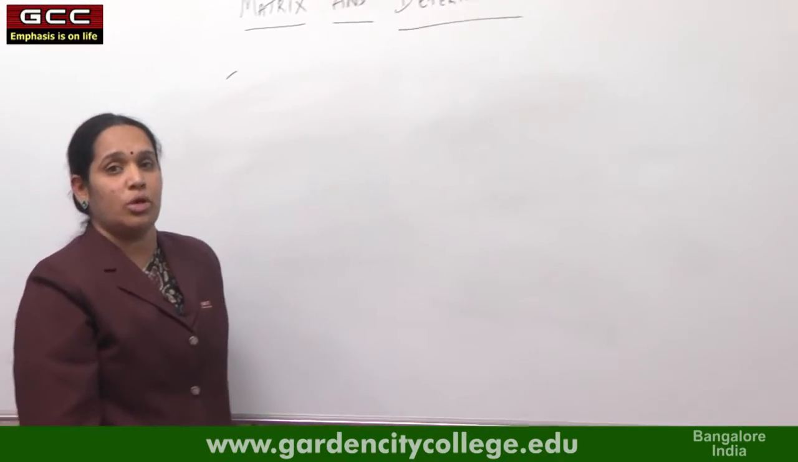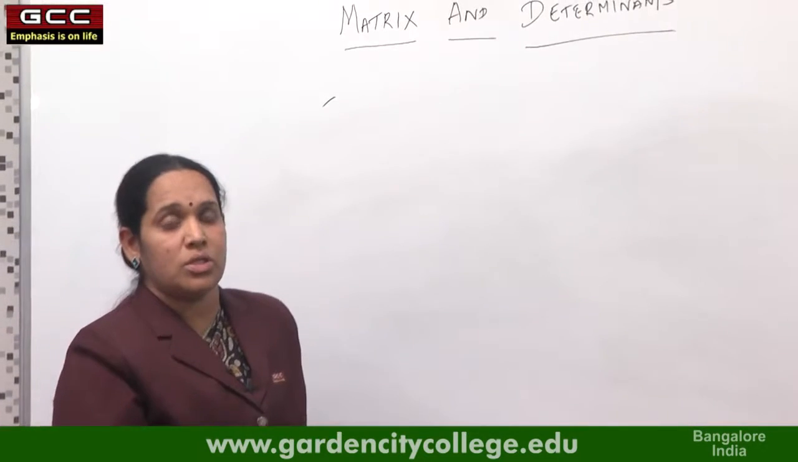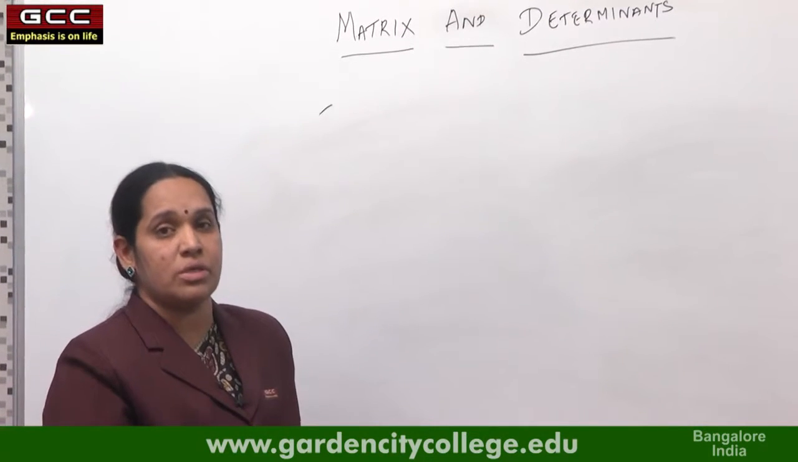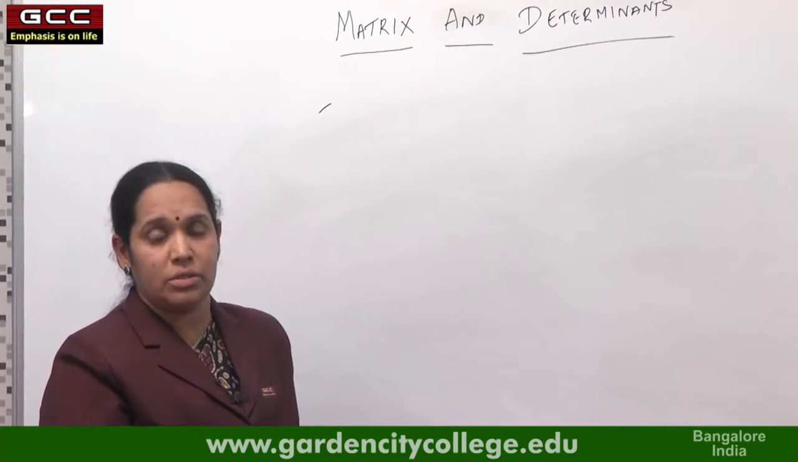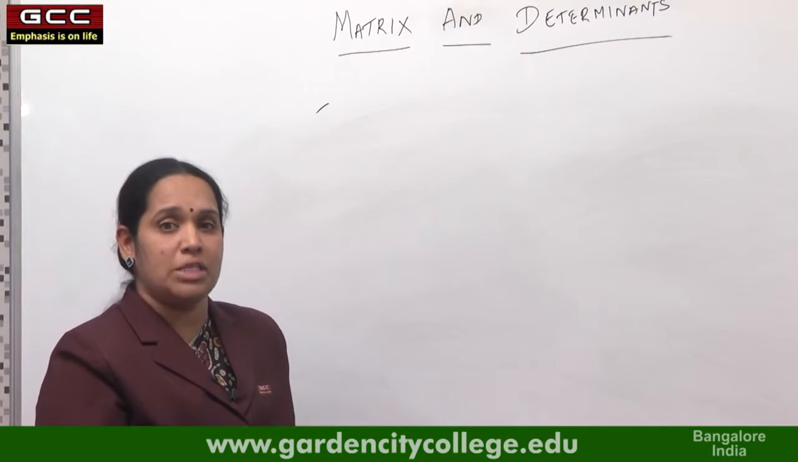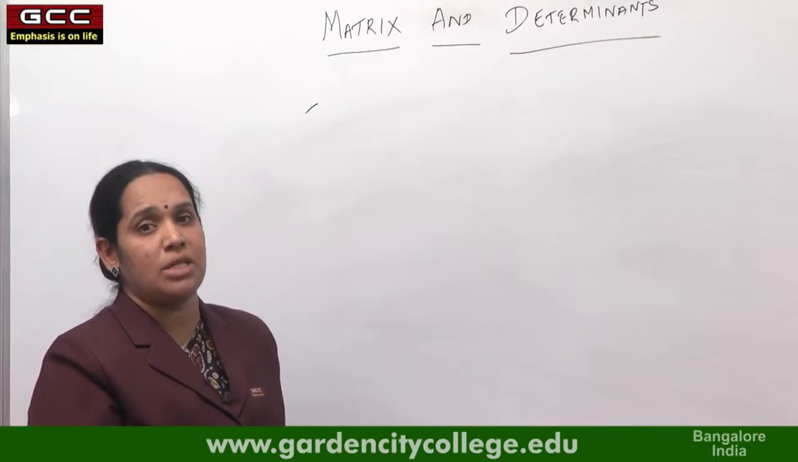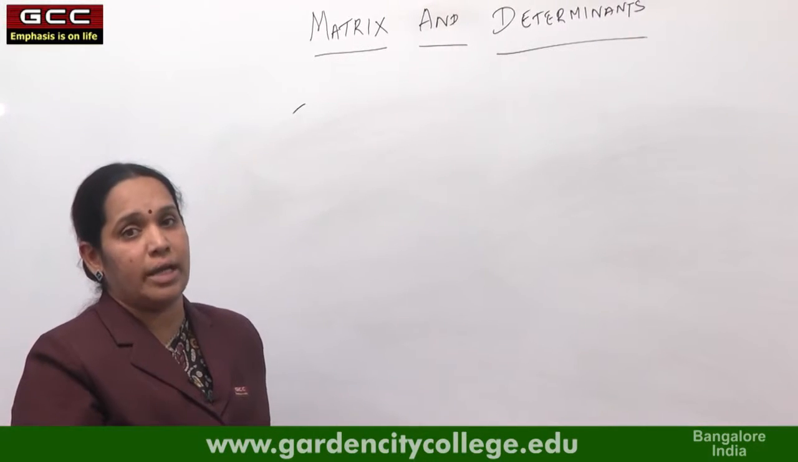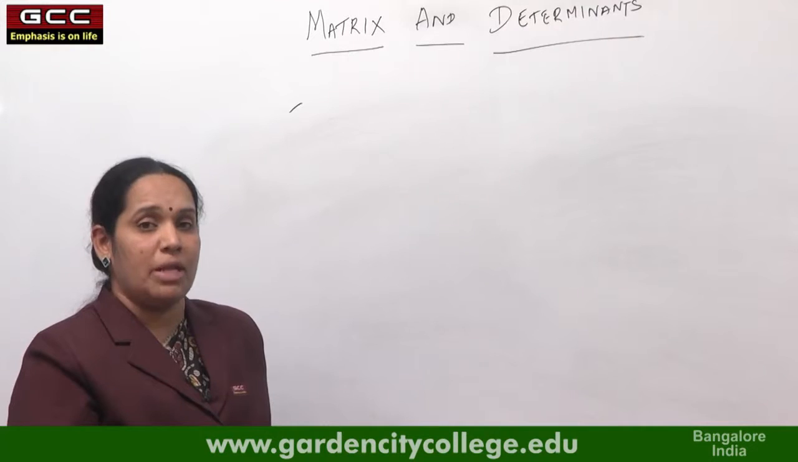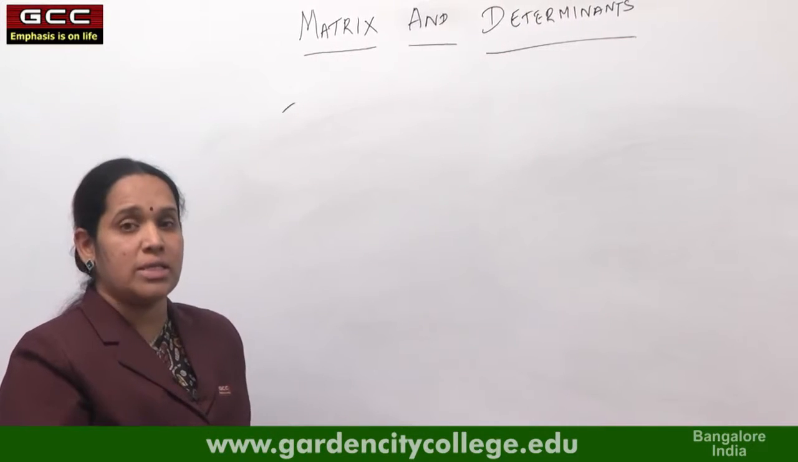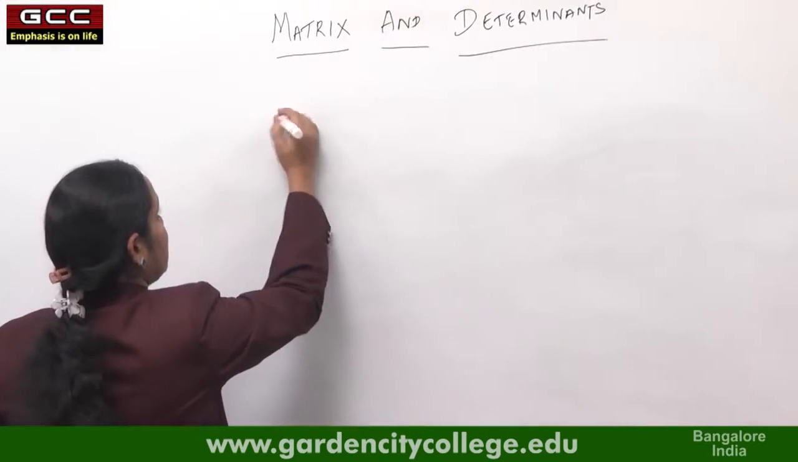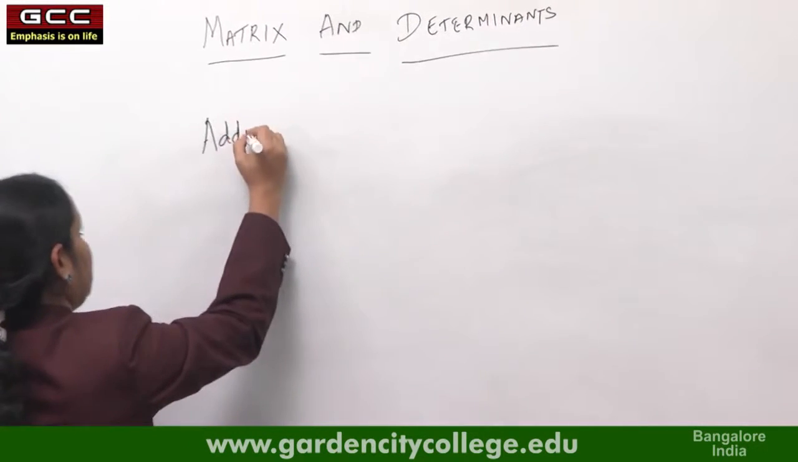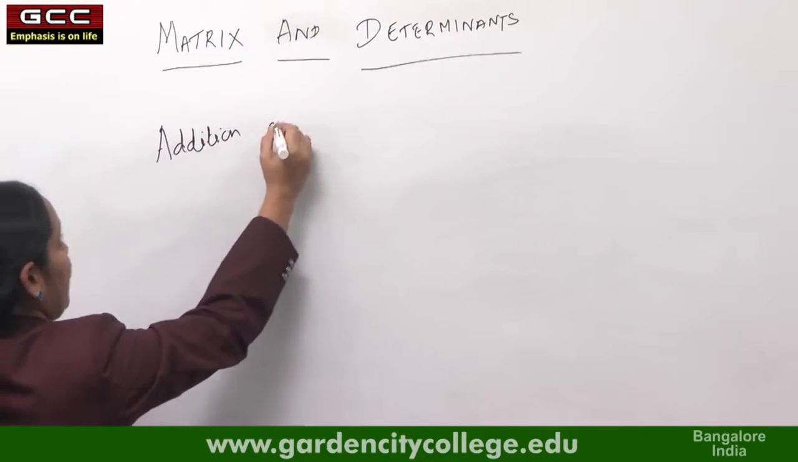Now, let us move on to the operations on matrices. The basic operations are addition, subtraction, and multiplication. With that we also have scalar multiplication of matrices. There are certain rules to find the addition, subtraction or multiplication of two matrices. Let us see that. The first operation is addition of matrices.